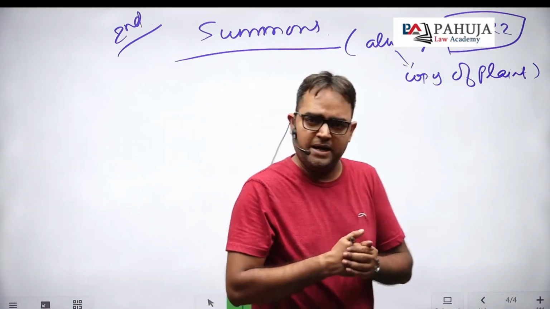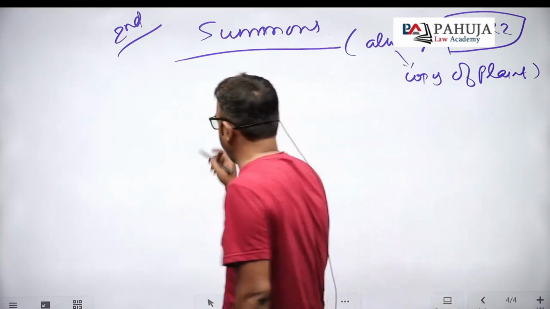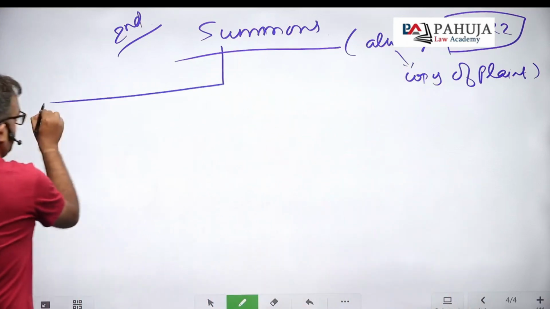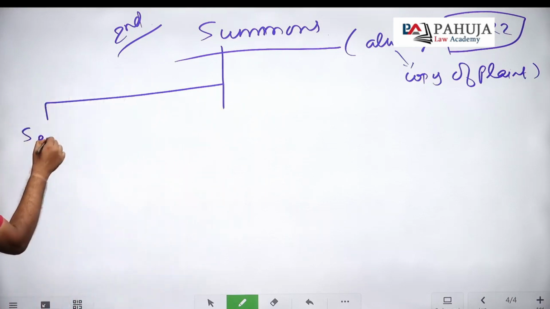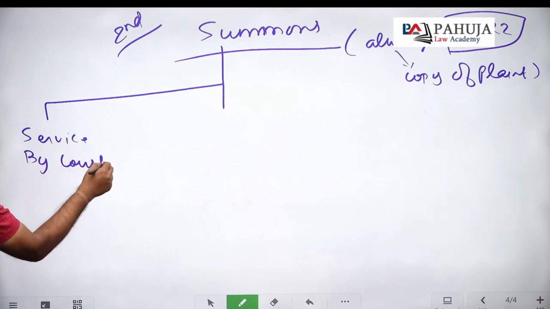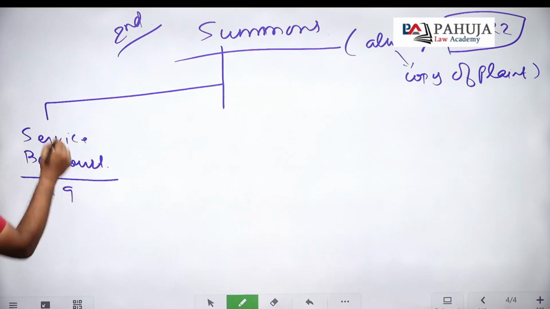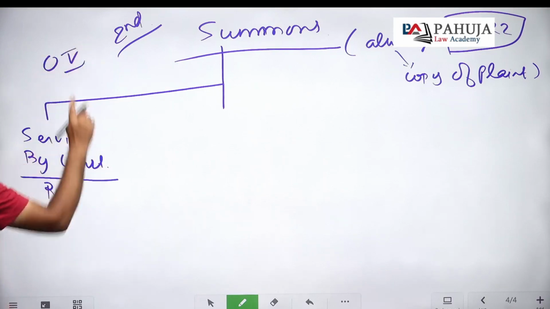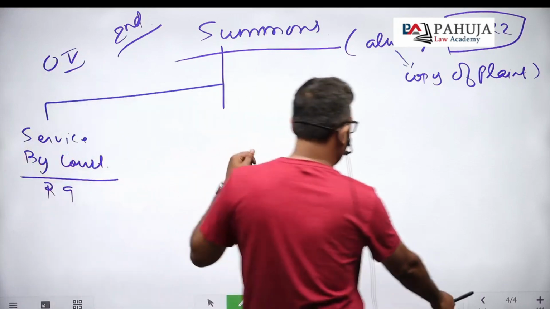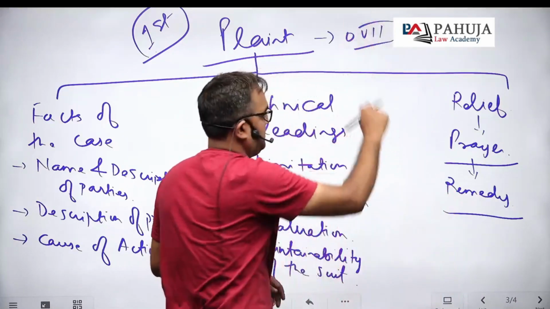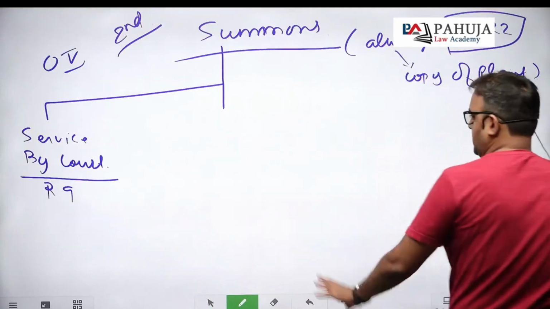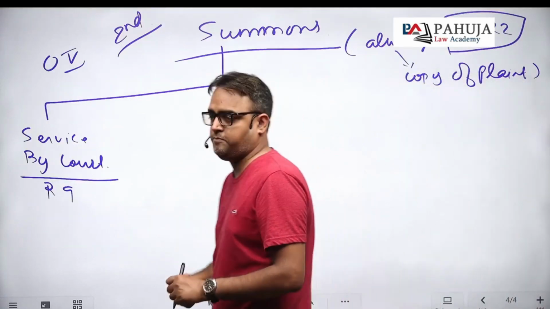Now, how do you serve summons upon someone? ठीक है? There are many ways of service of summons. जैसे पहला हमारा है, देखो, service by court. Service by court. Here the court serves the summons. This is Rule 9. This is summons is in Order 5. And this is in Rule 9. Plaint में मैंने लिखा था या नहीं? Plaint is in Order 7. I'm sorry, ये मुझे बताना चाहिए था. Order 7 में है. Summons is in Order 5, and then the first thing is the service by the court.